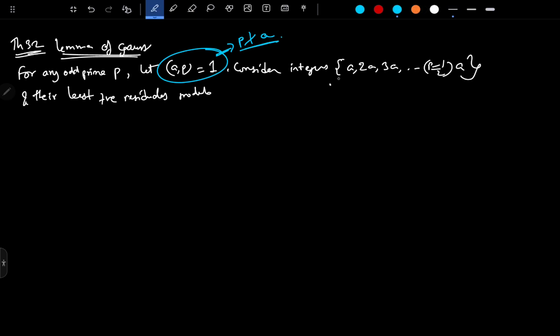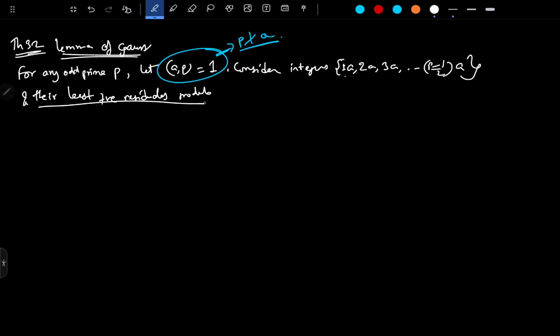So consider the integers a, 2a, 3a and so on, up to (p minus 1) by 2 times a. This is the set; how many elements does it have? 1, 2, 3, 4 and so on up to (p minus 1) by 2. So the total number of elements is (p minus 1) by 2.